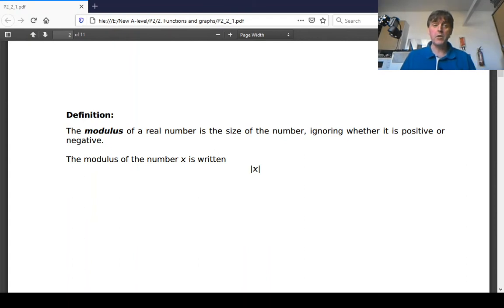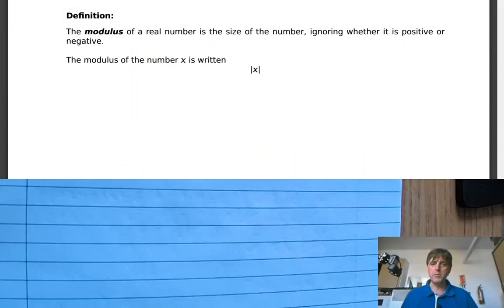So have you seen the modulus function before? You might have done. Anyway, there's a definition on the screen here which we're just going to look at together. The modulus of a real number is the size of that number ignoring whether it's positive or negative, and we write it with little vertical lines around it. Let me show you some examples.